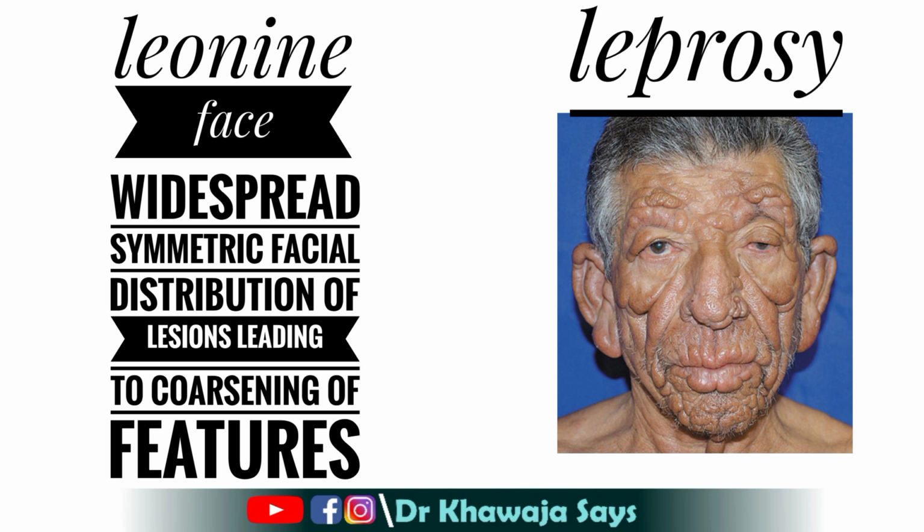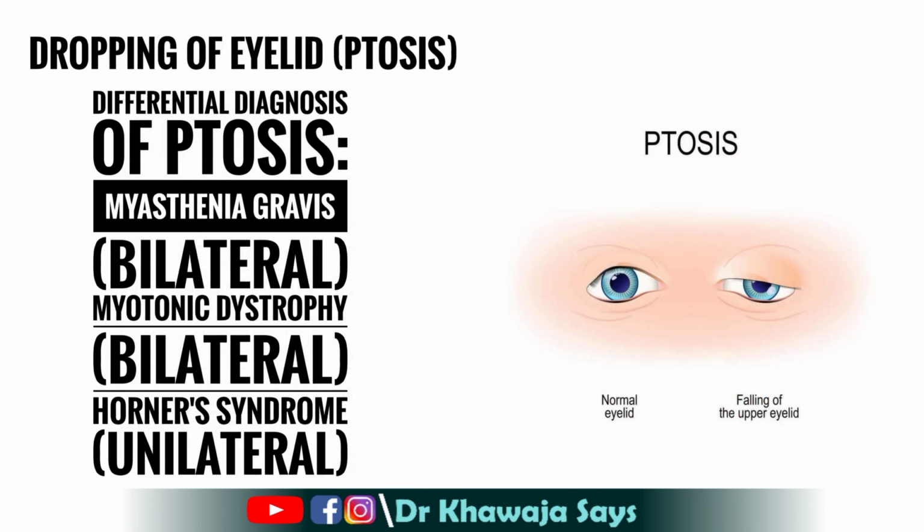Leprosy. Leonine face. Widespread facial distribution of lesions leading to coarsening of facial features. Dropping of eyelid is ptosis. It is bilateral in myasthenia gravis and myotonic muscular dystrophy, and unilateral in Horner syndrome.